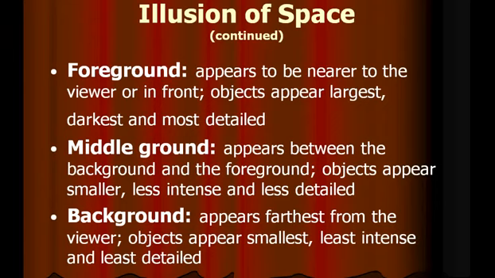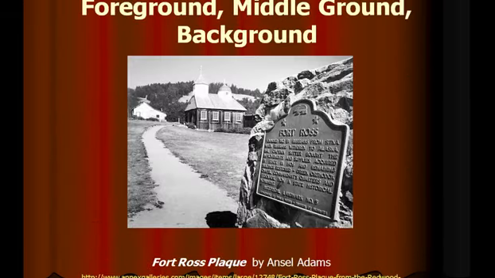The middle ground appears between the background and the foreground, and objects there appear smaller, less intense, and less detailed. The background appears farthest from the viewer, and those objects appear smallest. They're the least intense and the least detailed. Foreground, middle ground, and background is illustrated here in this photograph.